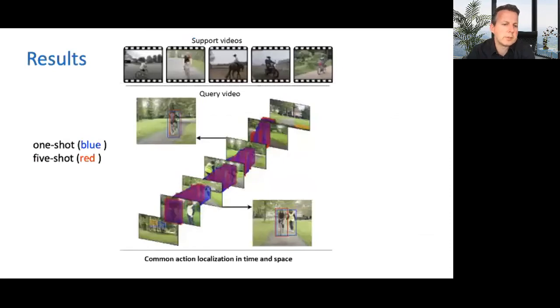So here you see some results. On top, the support videos, on the bottom, the query videos, and blue indicates the results for the 1-shot example, so when we have only 1 example in the support videos, and the red one is the one for the 5-shot examples. So you can see that here a mistake is made for the 1-shot setting, but it is corrected for the 5-shot setting. The 1-shot setting also captures the person who is walking, but we are looking here for a person on a bike, and that is corrected for the 5-shot setting.